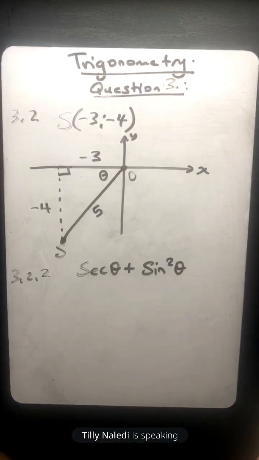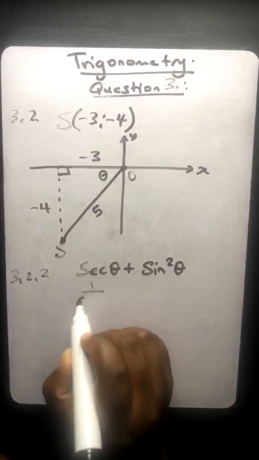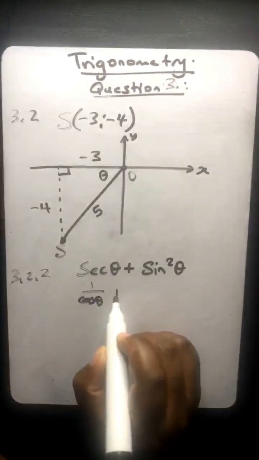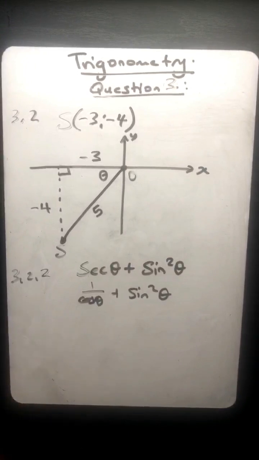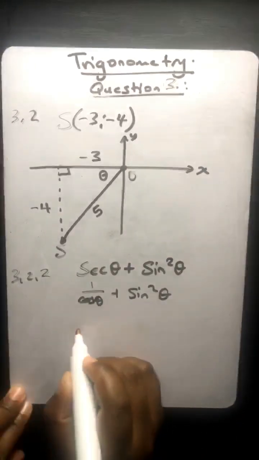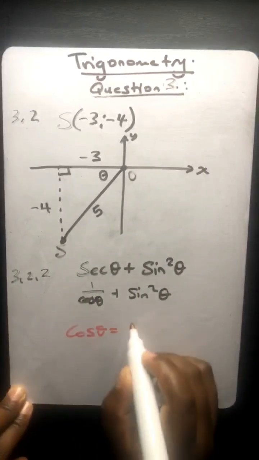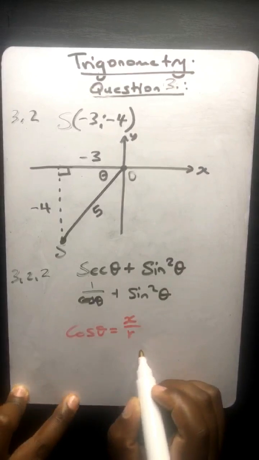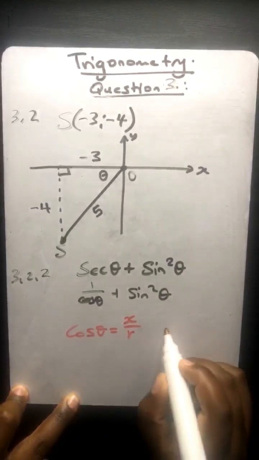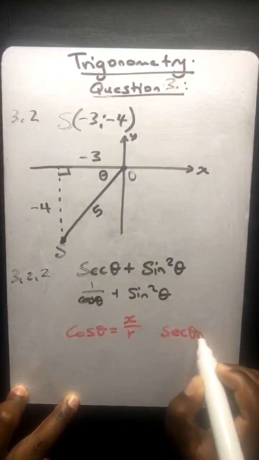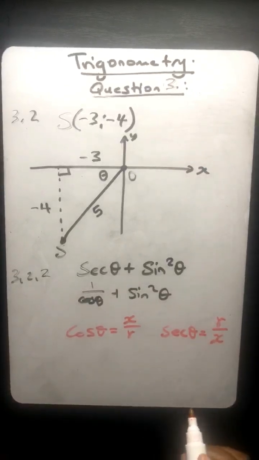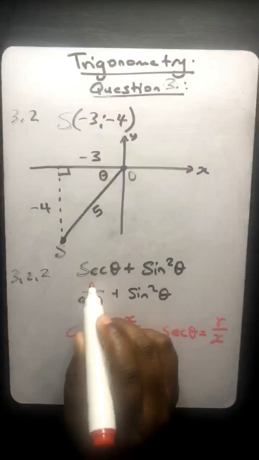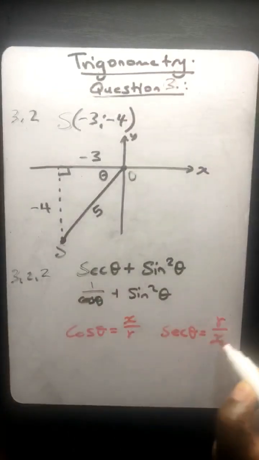One over cos. Someone can say 1 over cos angle plus sine squared angle. But with this type of questions, this is where you need to remember that if you have cos angle being x over r, and the cousin of cos is sec, that means sec angle is actually the vice versa of this, meaning it's r over x. So straight away with this type of questions, instead of rewriting it as 1 over cos angle, you can just rewrite it in that format.